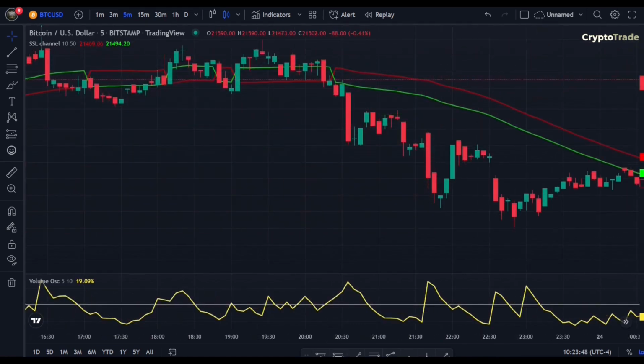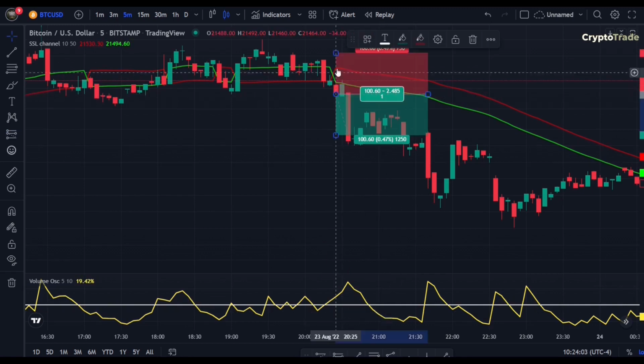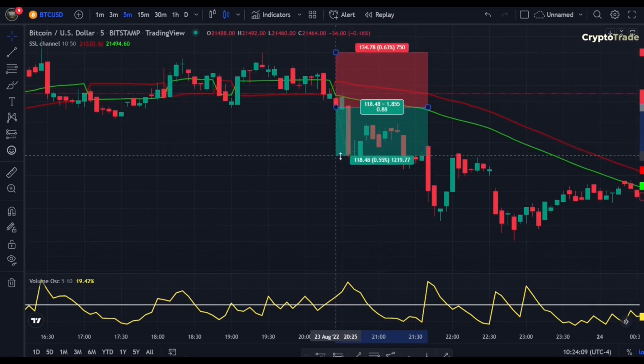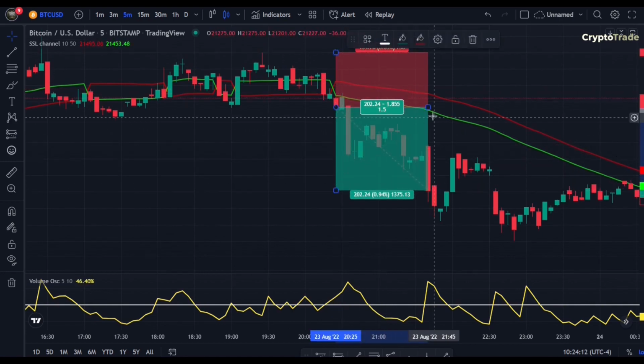The SSL channel indicator gives a sell signal, with the red line crossing the green line upwards. The volume oscillator indicator is above the white line. As these conditions are met, then place a sell order at the close of the candle. Place the stop loss above the nearest swing high. The risk to reward ratio will be set to 1 to 1.5.